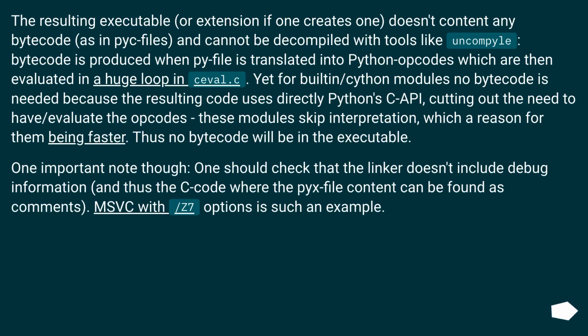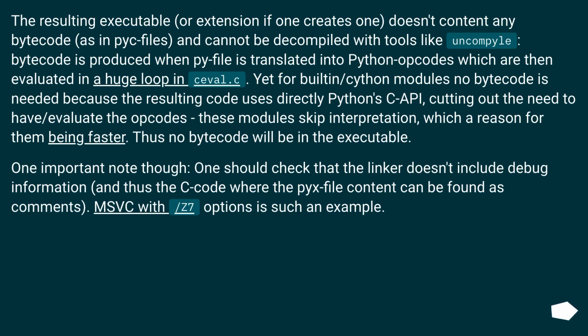The resulting executable, or extension if one creates one, doesn't contain any bytecode, as in pyc files, and cannot be decompiled with tools like uncompyle. Bytecode is produced when a py file is translated into Python opcodes, which are then evaluated in a huge loop in ceval.c. Yet for built-in / Cython modules no bytecode is needed because the resulting code uses directly Python's C API, cutting out the need to evaluate the opcodes. These modules skip interpretation, which is a reason for them being faster. Thus no bytecode will be in the executable.